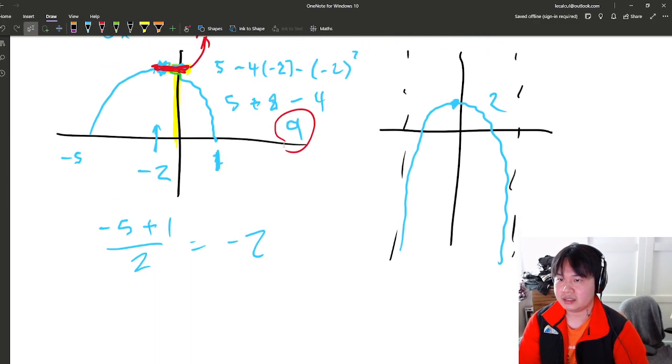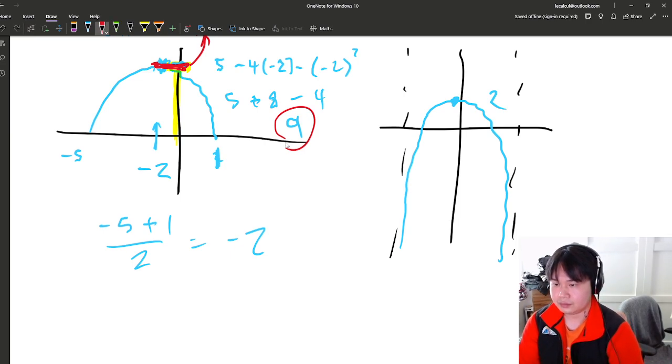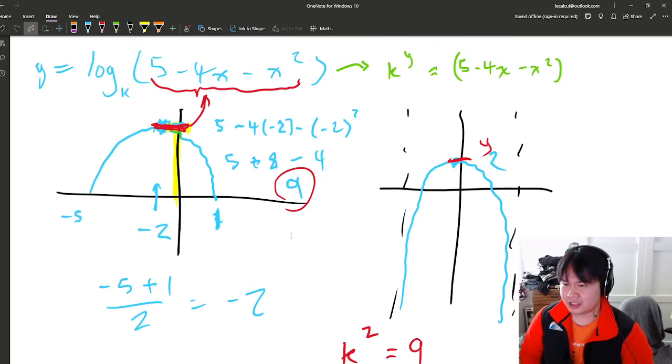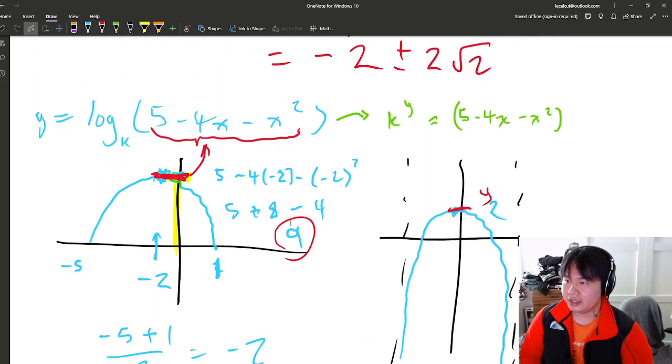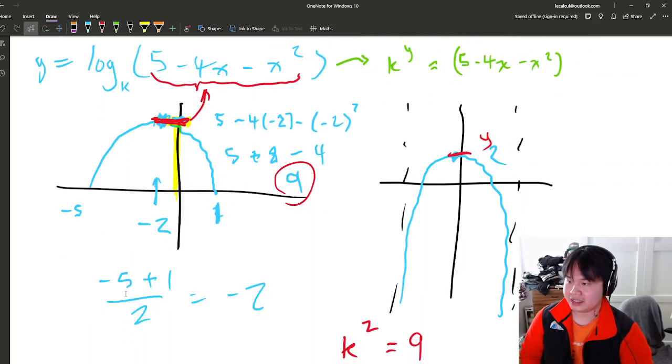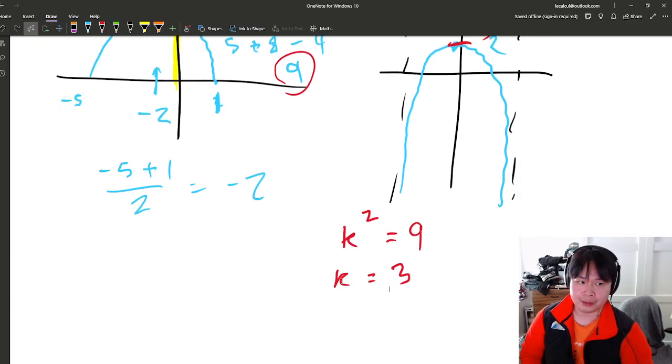That means that k to the power of 2, because that's our y value for this one, is 9. So k is 3. Good. That's probably the easiest way to do it. That's why it's 6 marks, because you're not finding the x value that gives you a maximum, you're trying to find k. The x value is -2, but the k value is 3.